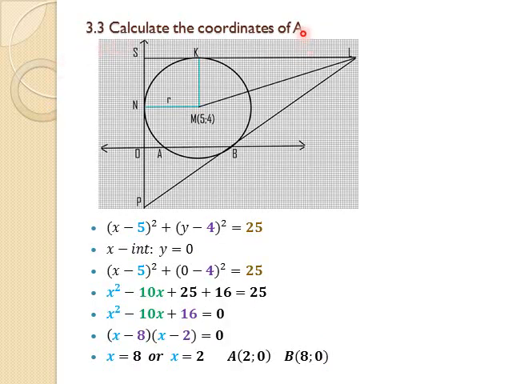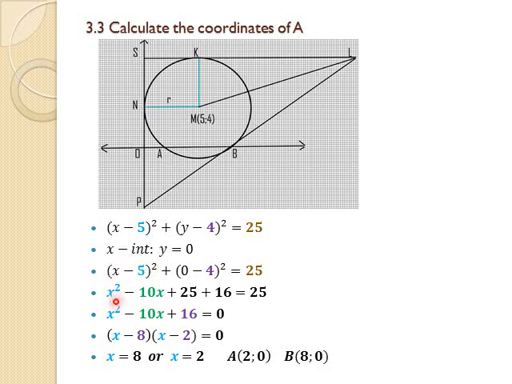3.3: They want us to calculate the coordinates of A. Generally, when we have found the equation of a circle, we will use that equation to find the other coordinates. A is called the x-intercept. At the x-intercept, y equals 0. So in my equation, y becomes 0. There we're testing squaring a binomial. You forget the middle term, you lose the mark.